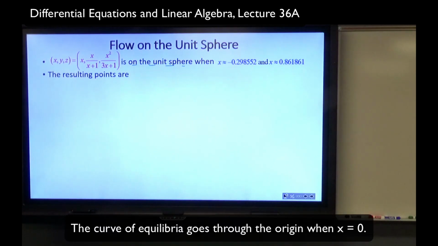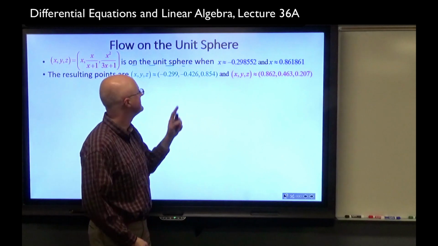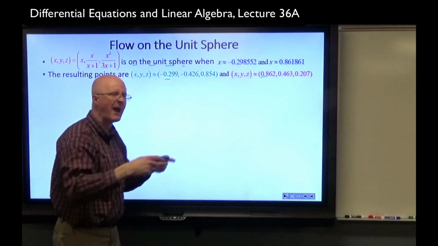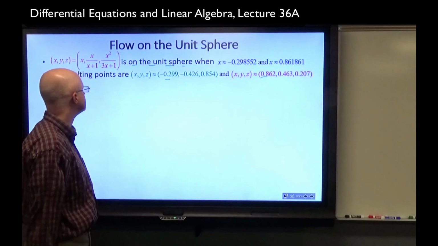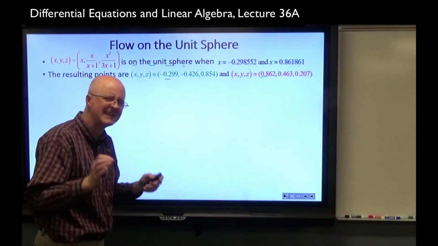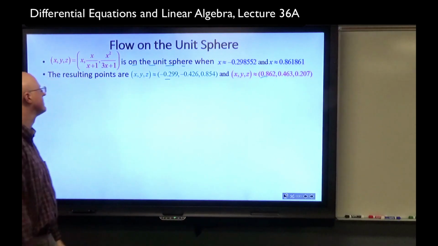The resulting points, if you plug in those values of x, are these 2 points. Plug in these 2 values of x, here and here, there and there. I rounded more. Find y and z using these expressions for those values of x. These are 3 points that are approximately, not exactly, but approximately on the unit sphere.